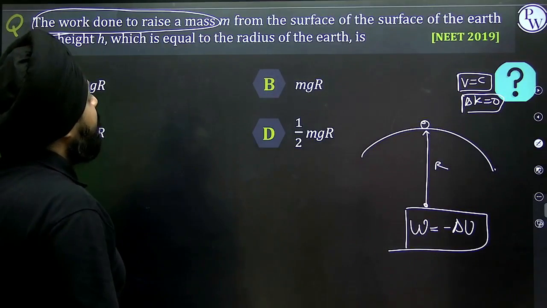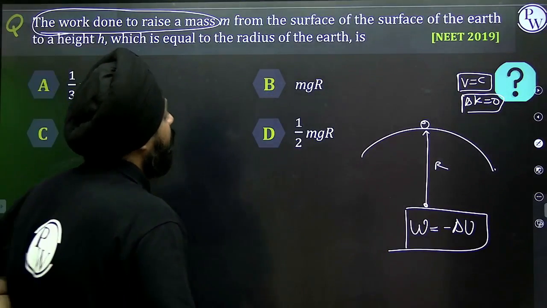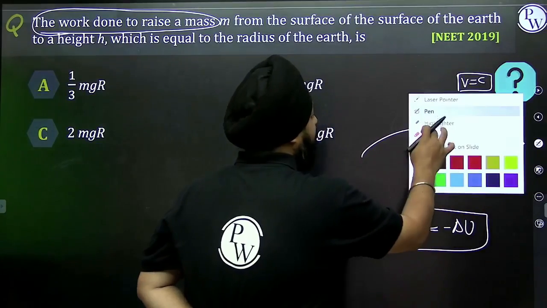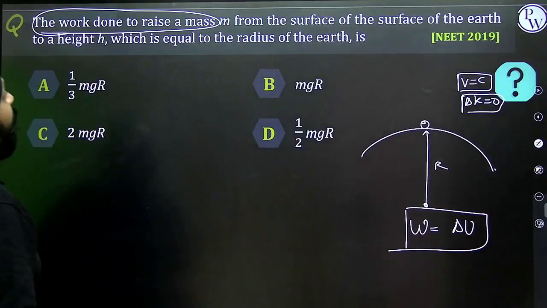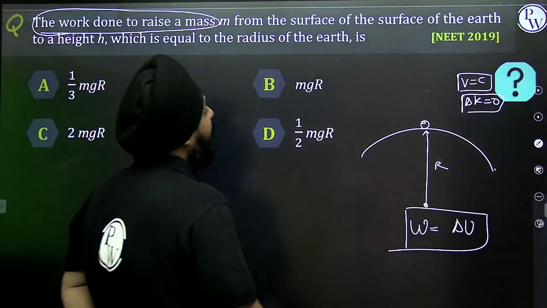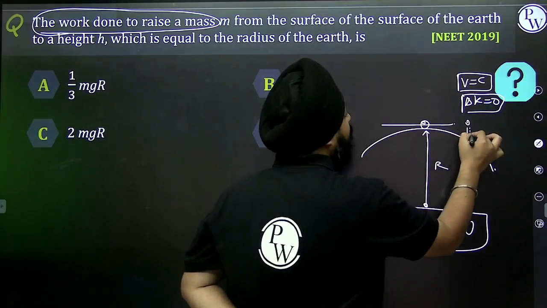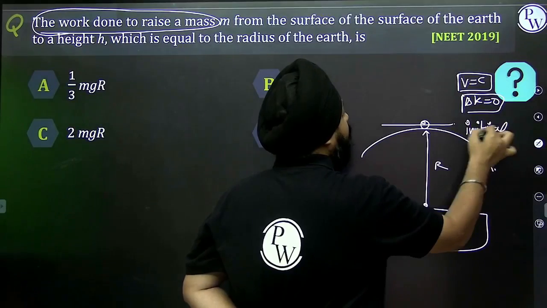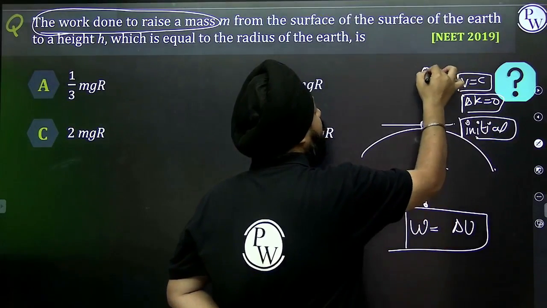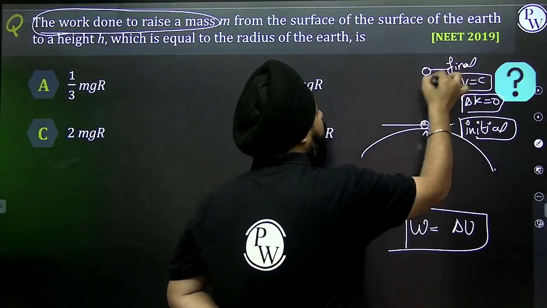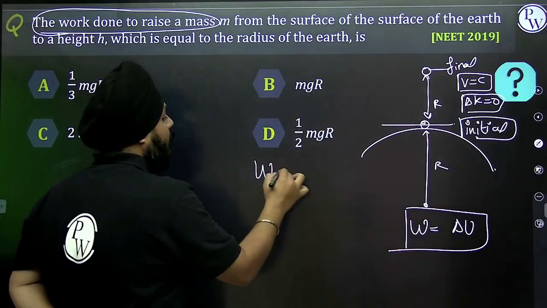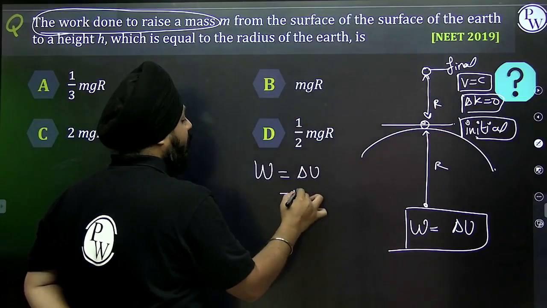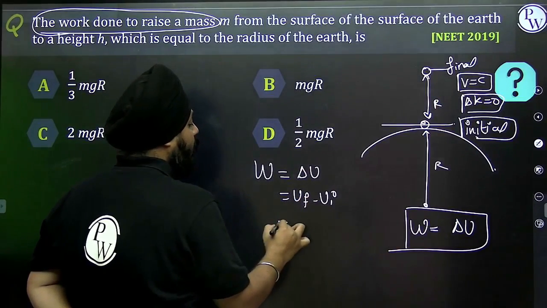To raise a mass from the surface of the earth, negative will not be there because the work is done against the field. From the surface of the earth to height h, this is the initial position, and this is the final position, and this is also r. So what is the work done? That is the change in potential energy, U final minus U initial.